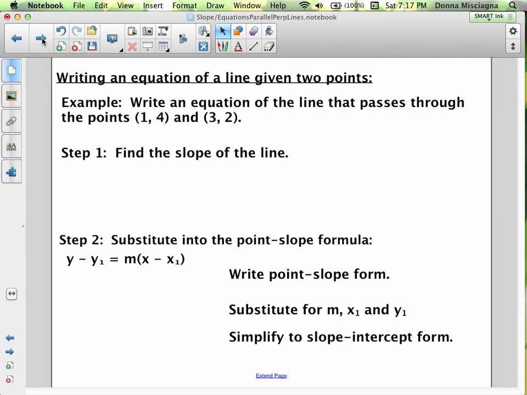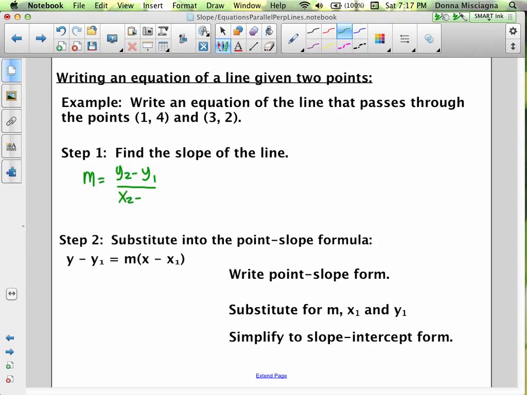All right, so we're going to write an equation of a line given 2 points. We're going to write an equation of a line that passes through the points (1, 4) and (3, 2). So our first step, always when we have 2 points, is to find the slope. And just so that you remember, it's the difference in the y coordinates, or the change in y, over the difference in the x coordinates, or the change in x.